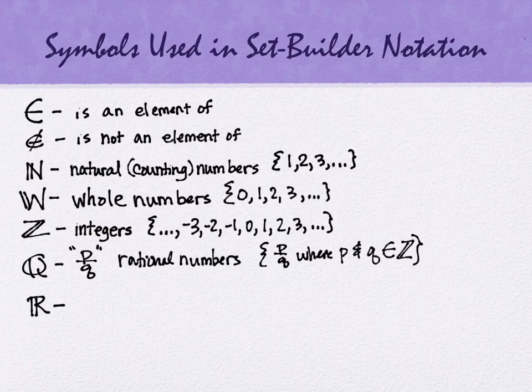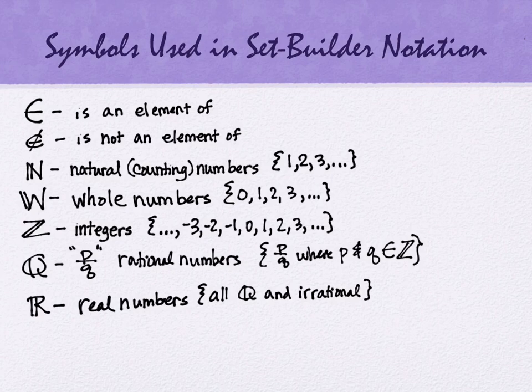The last one is R. These are real numbers. So real numbers include all of the rational numbers, Q, and irrational. And you might not necessarily know exactly what I mean by irrational because it feels like I've written out a lot of types of numbers so far. You know, kind of like, well, what is missing?